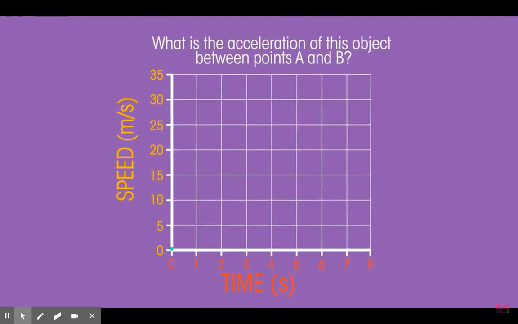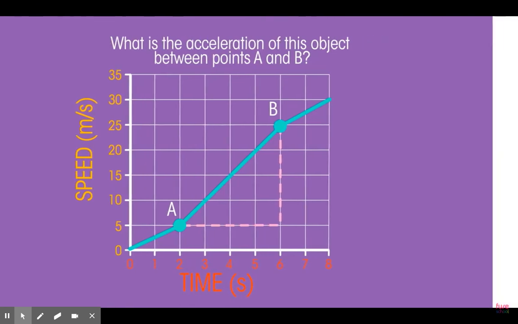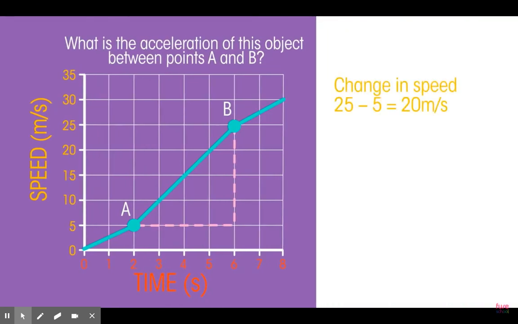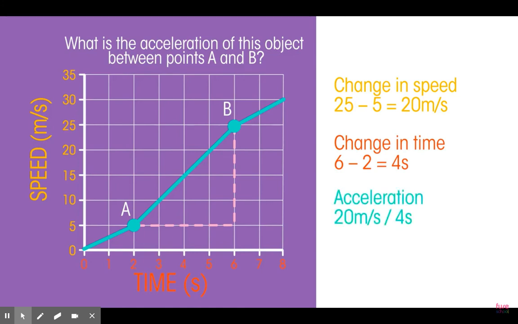What's the acceleration of this object between points A and B? The change in speed is 25 minus 5, which equals 20. The change in time is 6 minus 2, which equals 4. So the acceleration is 20 meters per second over 4 seconds, which equals 5 meters per second.